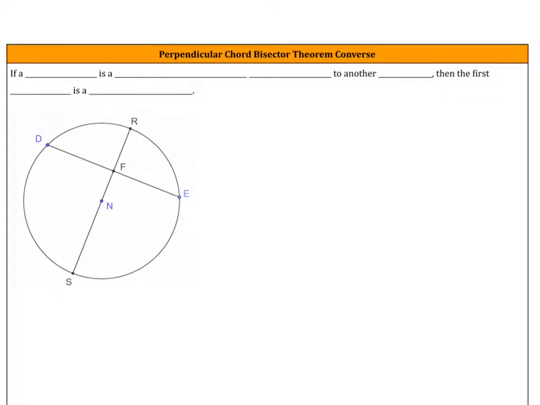All right, now there is a converse, or kind of like a flipped version, of the perpendicular chord bisector theorem. Here's what it says. It says that if a chord is a perpendicular bisector to another chord, then the first chord, the one that was perpendicular and was doing the bisecting, is a diameter.